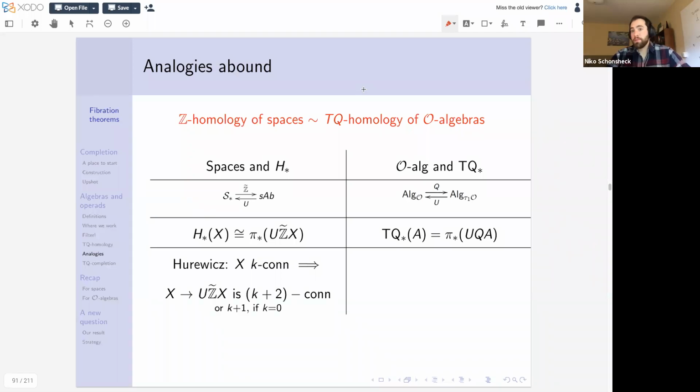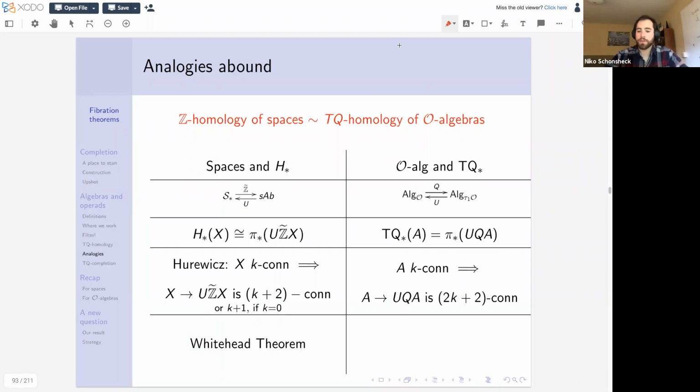A nice theorem that we've all learned is the Hurewicz theorem, which relates homotopy to homology. And one way of phrasing the connectivity statements there is precisely the connectivity of this unit map in spaces. And there is a similar TQ Hurewicz theorem. The estimate's a little better, so that's cool, but same sort of idea. And just like there's a Whitehead theorem for spaces, there's also a TQ Whitehead theorem. And these last two results are due to Harper and Hess, 2015.